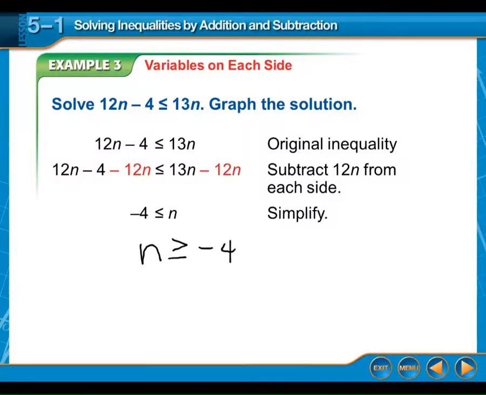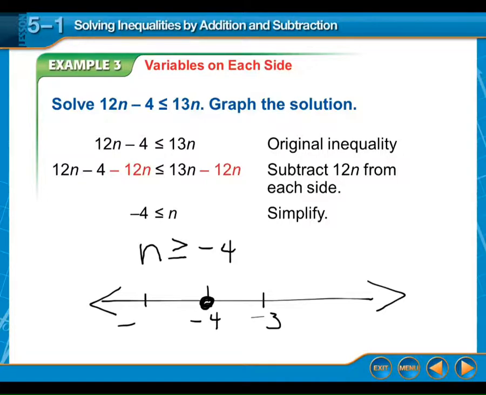And that might help you some with your graphing, because when you go to graph this, you've got negative 4 on here, you need a solid dot. You've got negative 3, you've got negative 5, and you need to make sure that you're graphing this correctly. So you've got to consider that other equal statement that's also true. If negative 4 is less than or equal to n, then n is also greater than or equal to negative 4.